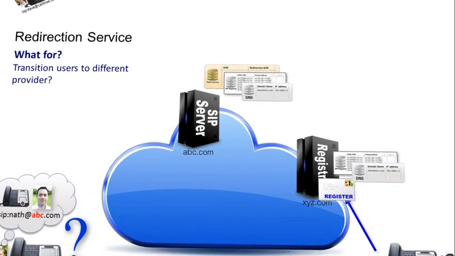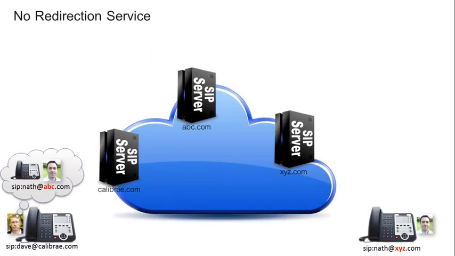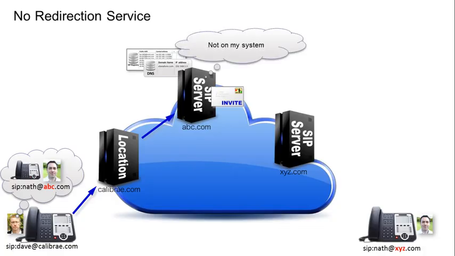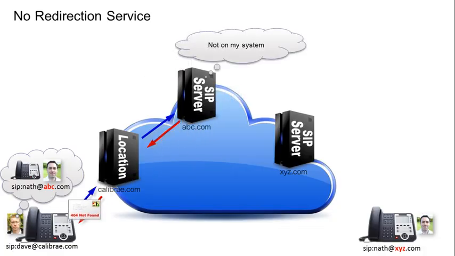ABC might not want to provide a redirection service. After all, they'd be losing custom to another provider, right? Receiving an invite to Nath at ABC, the server queries its registry only to find no matching records, so returns a 404 not found, or perhaps a 604 does not exist.